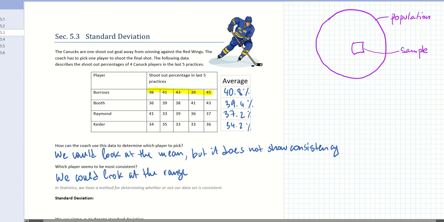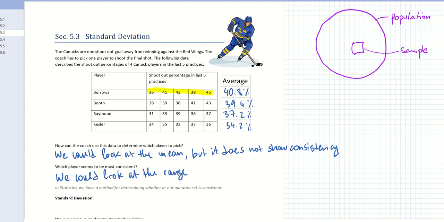All right, so we could look at a range, which is basically looking at the highest and the lowest values and seeing how spread those are. But again, because we have multiple values, how do you compare all the values to each other, right? So the range may be okay for 2 values, right? If you only have 2 values, but you have 5 values for each player. So the range kind of doesn't help us either here.